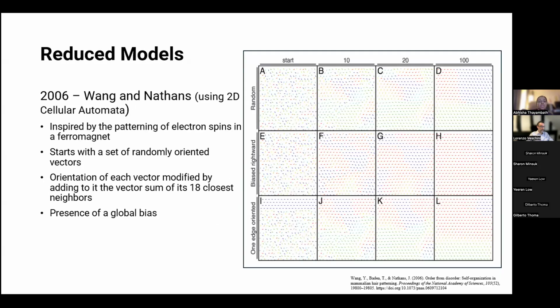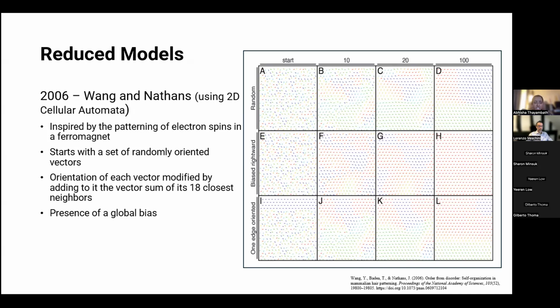Now, let me switch gears to the second class of models, which is basically phenomenological or reduced models. And here is an example inspired by the conceptual resemblance to the patterning of electron spins in a ferromagnet or an Ising type lattice model. So this model basically obeys a simple short range consensus rule to simulate what seems to be a self-organized process.